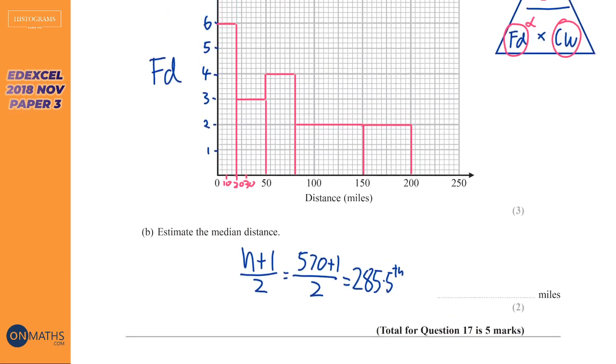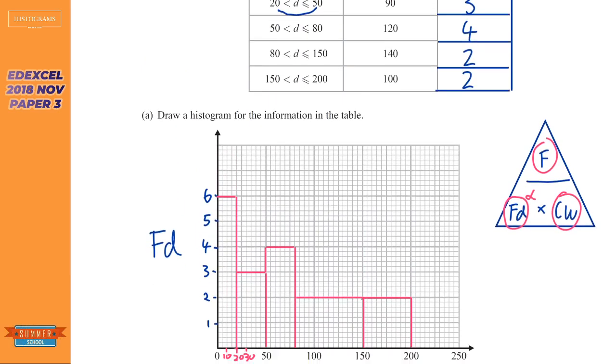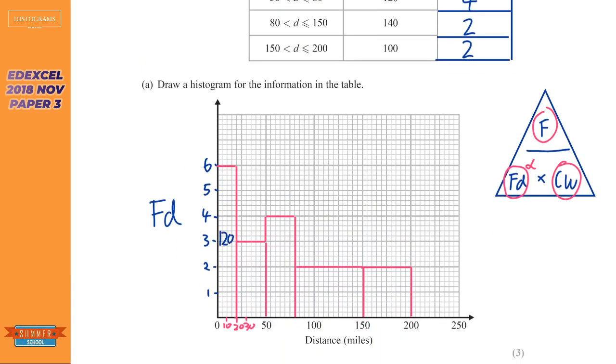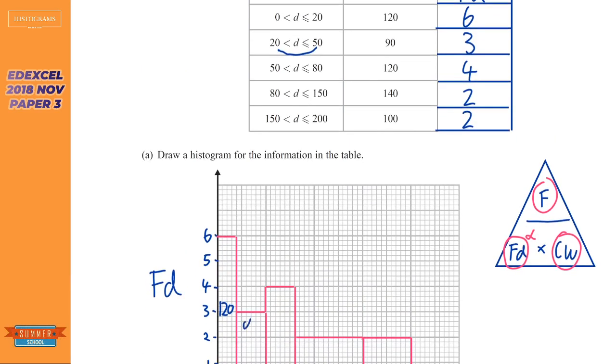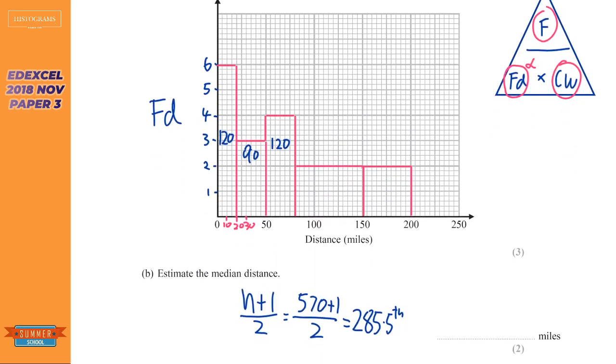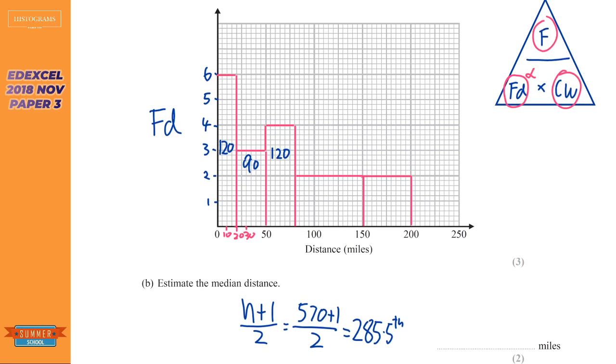Okay, now we know the frequencies already, so this is going to be 120 there, this is going to be 90, and this is going to be another 120. Okay, so we know the first 120 ones are in the first bar. So what we're going to do is we're going to get 285.5, we're going to take away 120, and that leaves 165.5. So we've still got some left, so we know the median's not in there. Okay, then we're going to take away the 90, which is the second bar, and what we're left with is 75.5. Now, this means the median must be in this bar here.